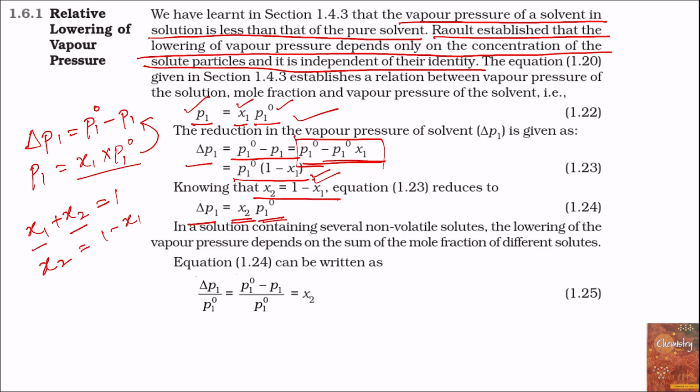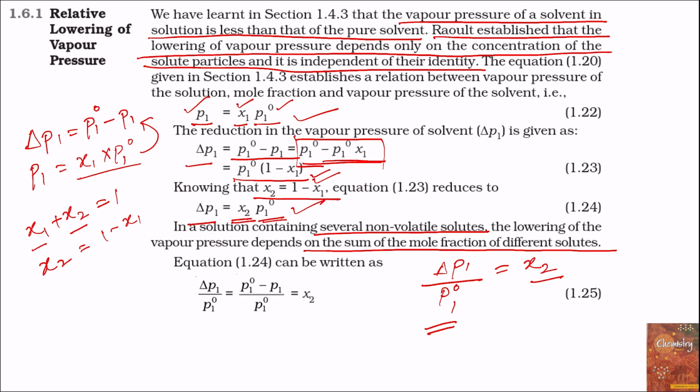Now in a solution containing several non-volatile solutes, the lowering of vapor pressure depends on the sum of the mole fractions of different solutes. Now when delta P1 is divided by P01, then this denotes the relative lowering of vapor pressure and this relative lowering of vapor pressure is equal to mole fraction of solute. So in this equation, taking P01 to the left hand side of the equation, we get relative lowering of vapor pressure, that is delta P1 divided by P01 is equal to mole fraction of solute.